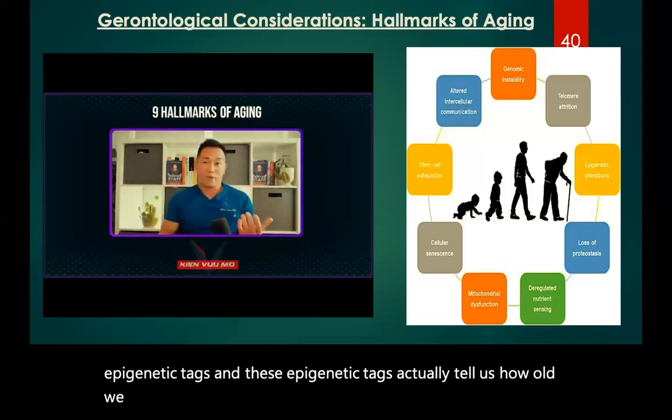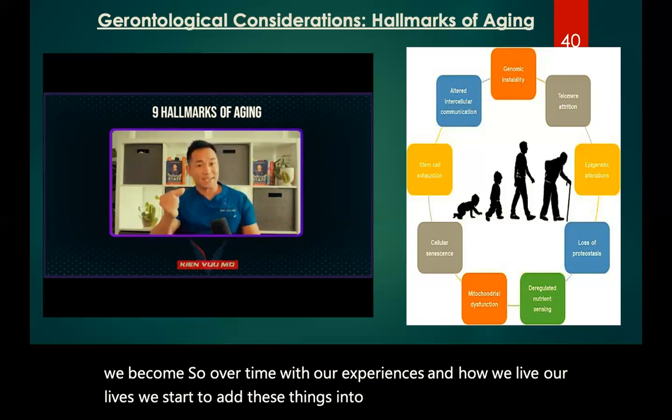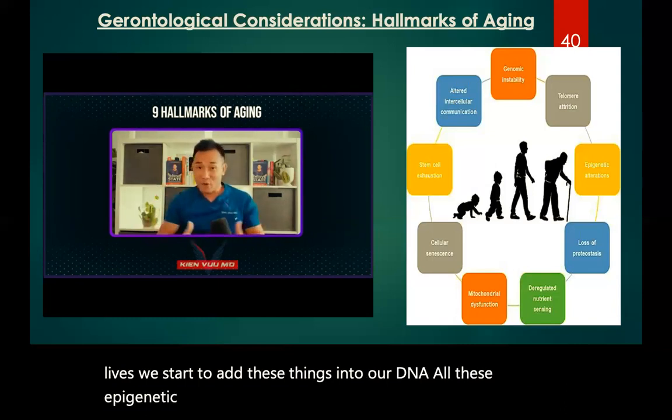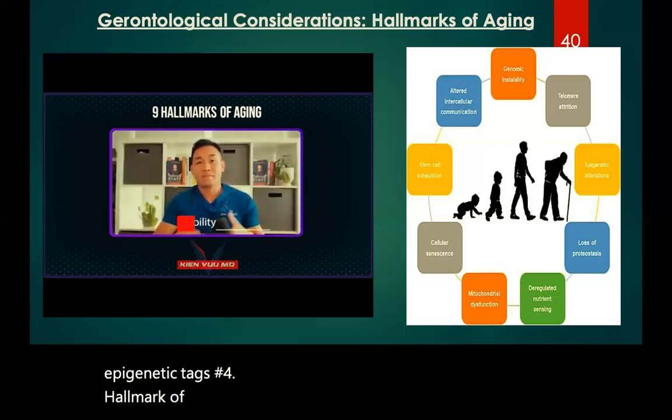So over time, with our experiences and how we live our lives, we start to add all these epigenetic tags into our DNA. And that is another hallmark of aging. Number 3, epigenetic tags. Number 4 hallmark of aging is protein instability.